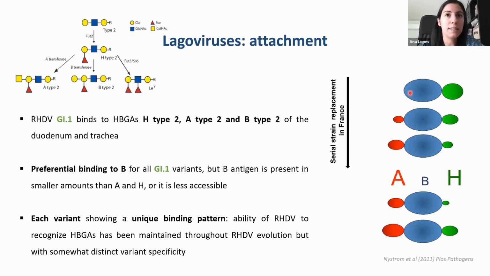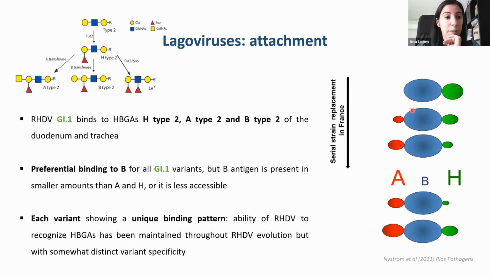And here you can see how the G1.1 binds to the host. Let me just guide you through this image. The size of the letters represents the availability of A, B, or H in rabbit tissues. And these five groups represent different variants, because within G1.1, we can find different subgroups. That's why this is represented like this.